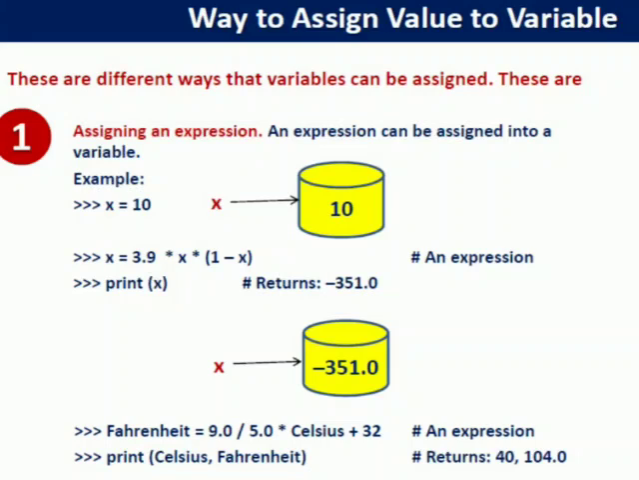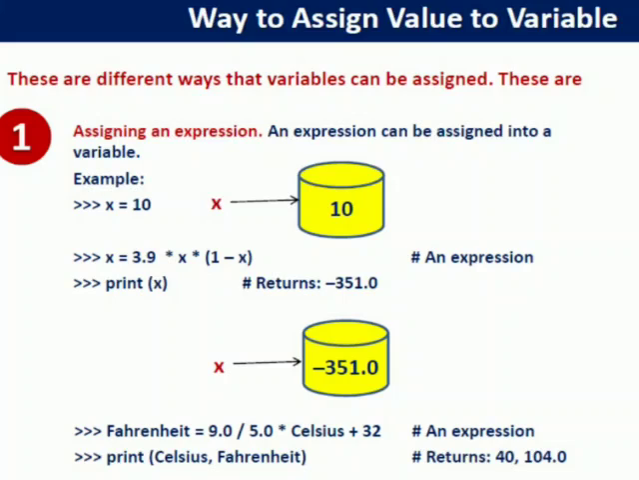Now let us consider how to assign values to variables. There are numerous ways to assign a value to a variable. Here we can see the example x = 10. In this example, x is the variable, equal to is the assignment operator, and 10 is the value. On the right hand side we have 10 and on the left hand side we have x. And what is the work of the assignment operator? It assigns the right hand side value to the left hand side.